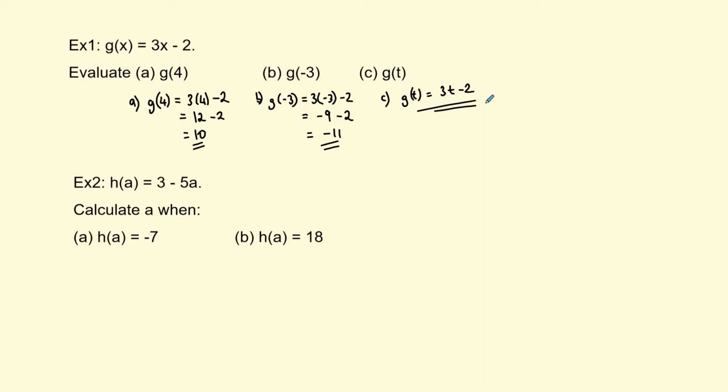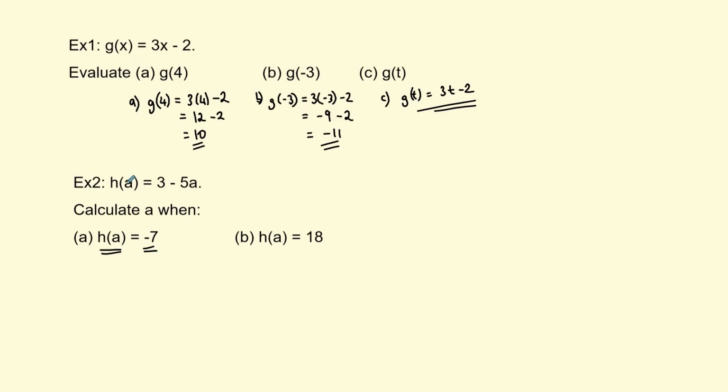Now, example 2 is looking at a slightly different wording of the question. You have to be really careful because it is only a very slightly different wording and it looks really similar. So you've got a function here, h of a equals 3 minus 5a. And we want to calculate a when h of a equals negative 7. Now this is different from what we had above. Above we had evaluate g of 4, g of negative 3. So the value was inside the function, inside the bracket. Here it's actually telling us the function is equal to negative 7.